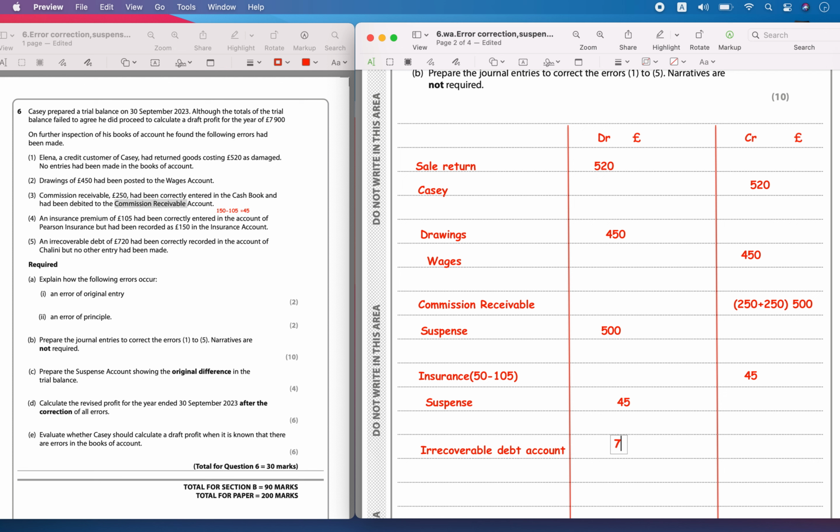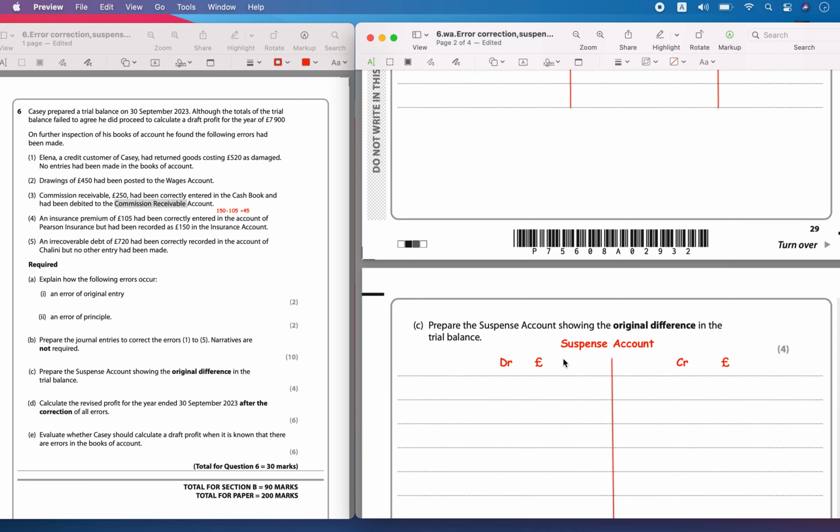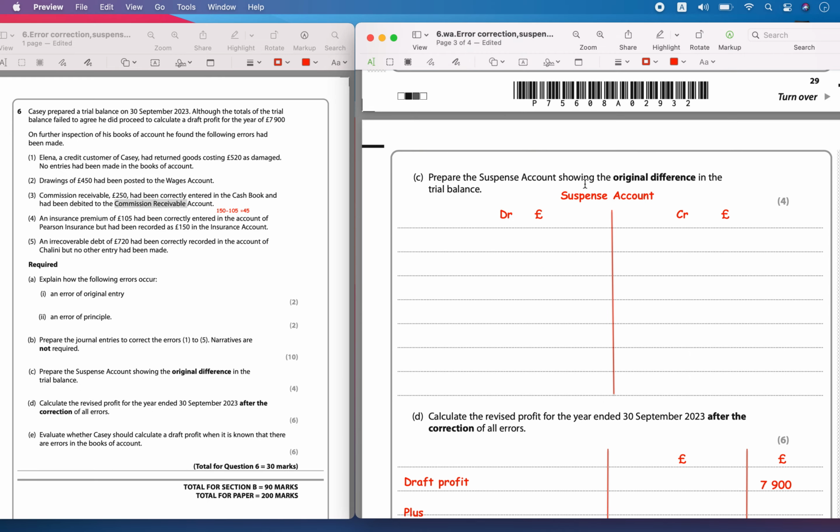So it is 720, and its subsequent suspense account is updated. It is because there is no double entry correction, so we'll temporarily open a suspense account and enter this. So these are the journal entry corrections. Next, prepare the suspense account showing the original difference in the trial balance. So let's start with that.